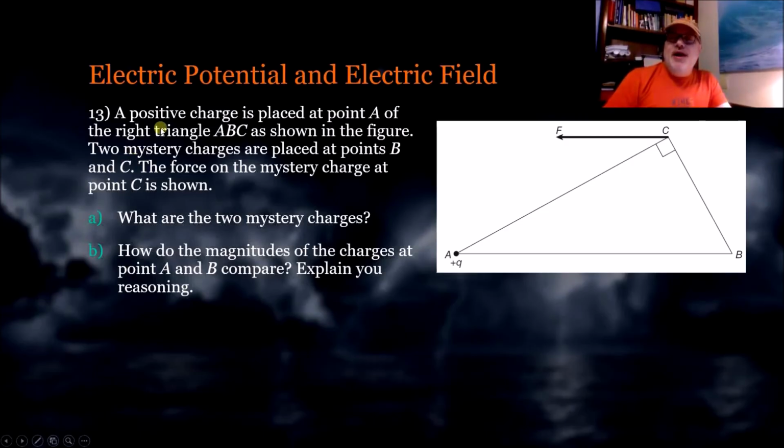A positive charge is placed at point A, as you can see here, of this right triangle. So ABC right triangle. Two mystery charges are placed at points B and C. The force on the mystery charge at point C is shown right here. So this point C, whatever we put here, has a force to the left. What are the two mystery charges? Can you tell? Positive, negative, both the same, different? And then how do the magnitudes of the charges at points A and B compare, and explain how you know this?